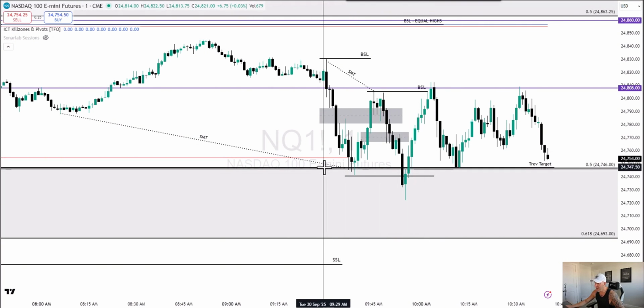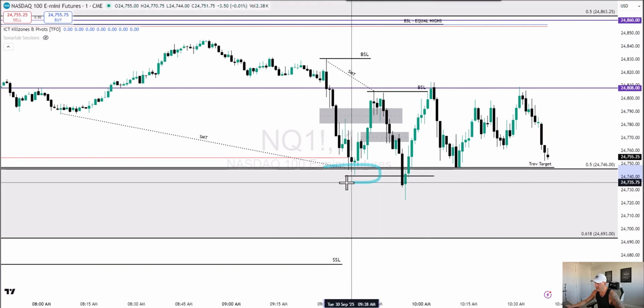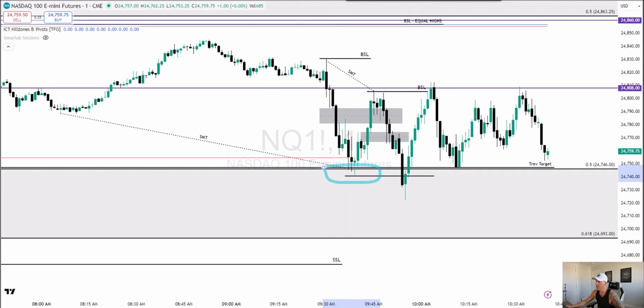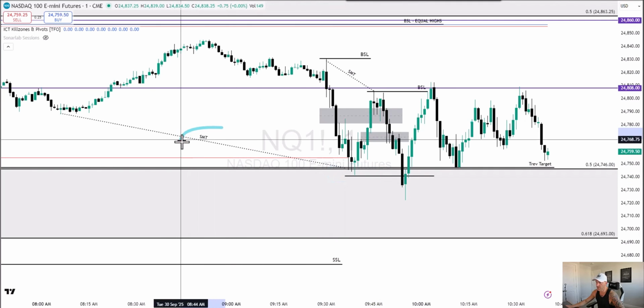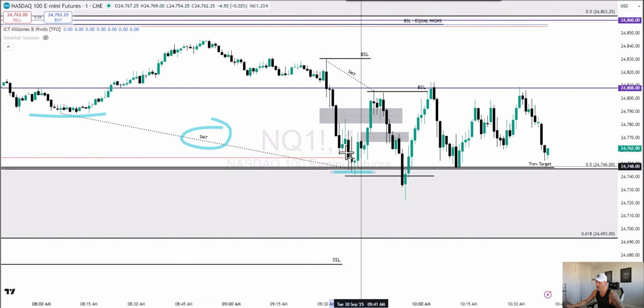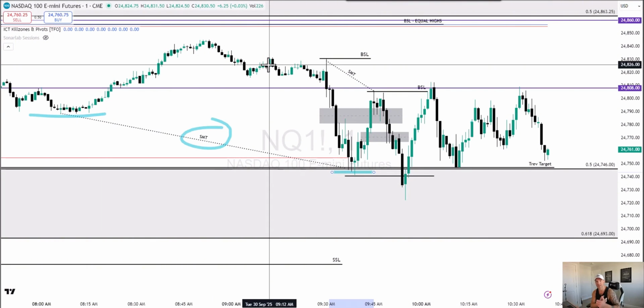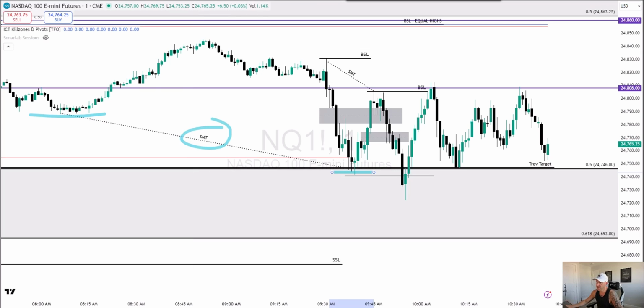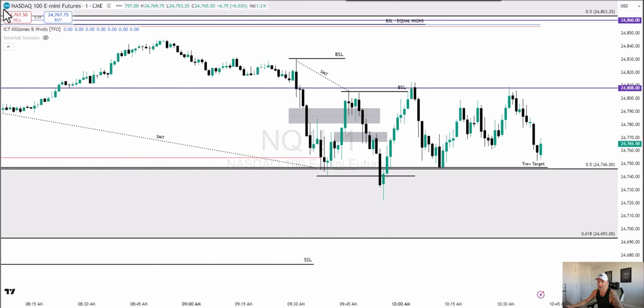Another one is we've tapped into discount. This 50% range got hit right there, right? Now when we took that 50% range, we also created SMT, right? We took these lows right here on NQ, but not ES. So we've tapped into discount. We've taken an external range liquidity. We've taken some sessions liquidity. We got SMT. So I was like, okay, if I see some type of inversion, I'm going to take this. I'm going to take a stab at this.